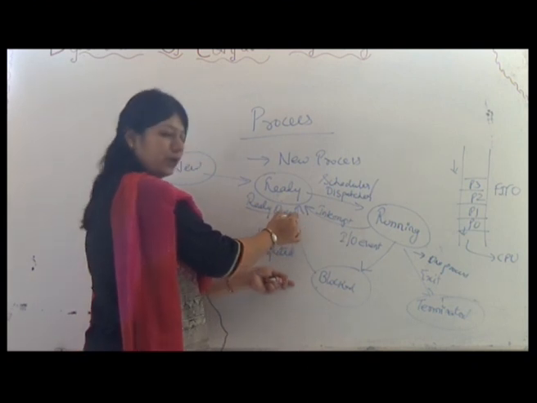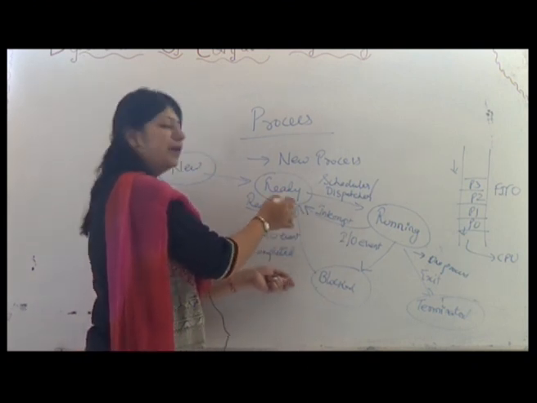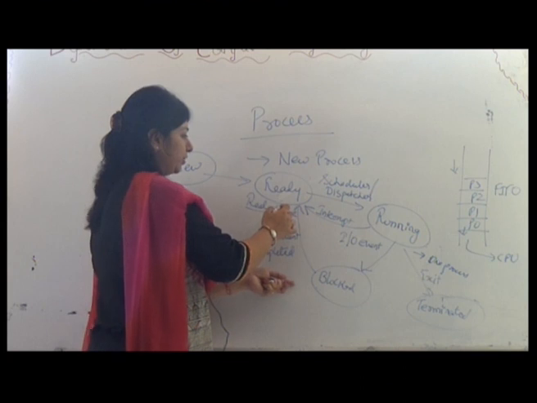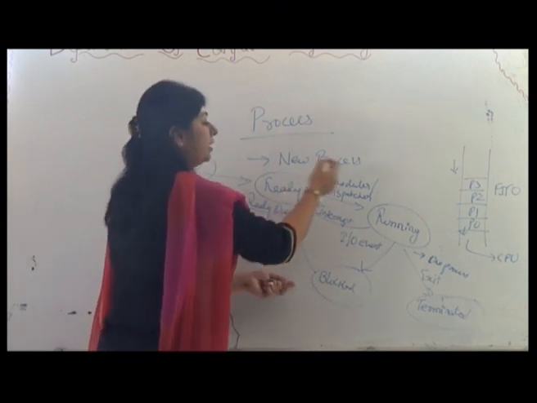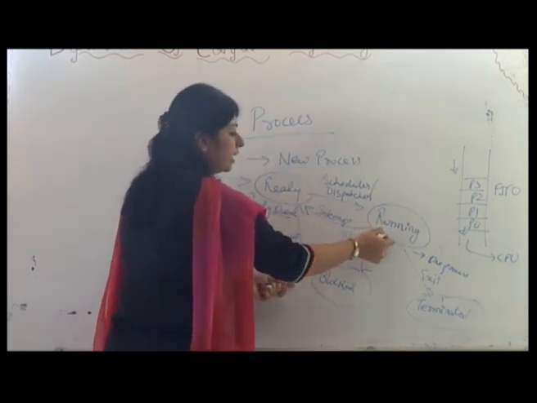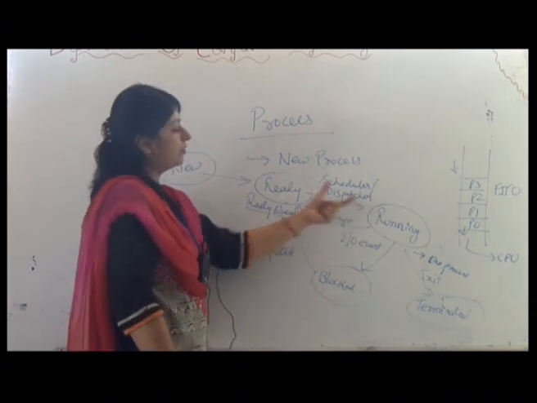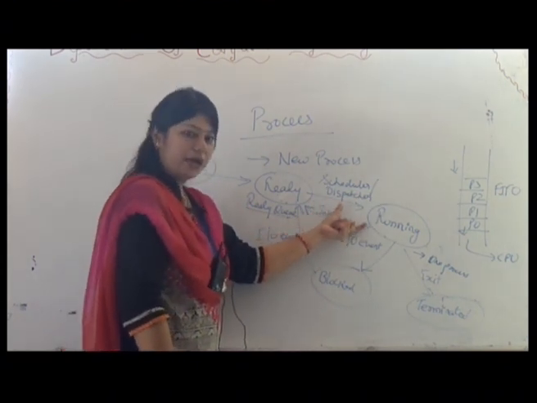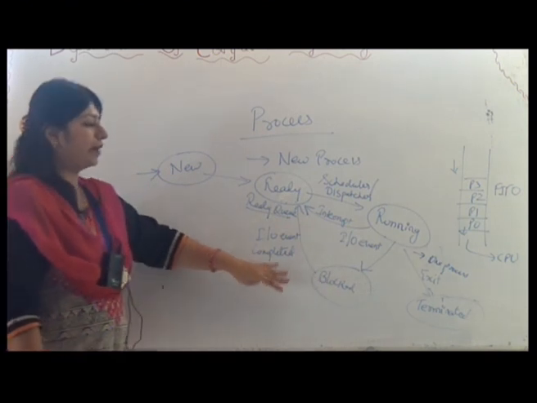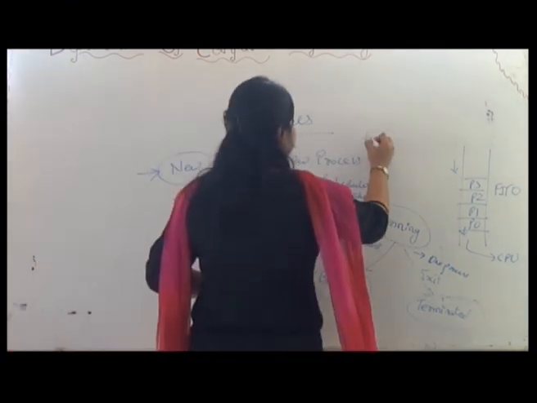There the process will be allocated to the ready queue depending upon which scheduling algorithm we are using. And from the ready queue, depending upon the process's turn, it will again be shifted to the running state whenever the turn of the respective process arrives. So, this is our five state process diagram.